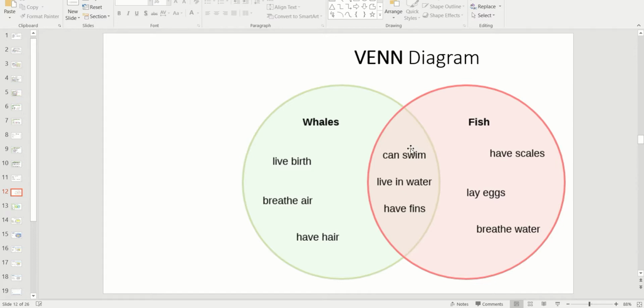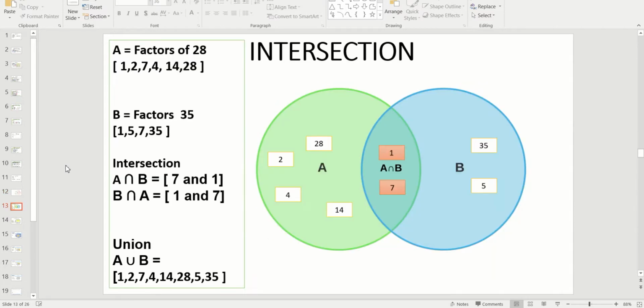About the union, what about it? The union is just a combination of them all. You can basically write every trait that they have all together. That's the union.